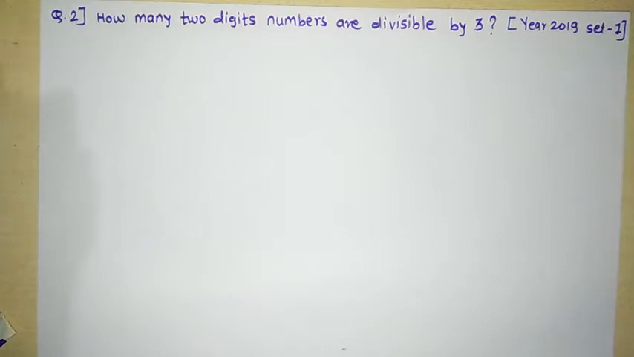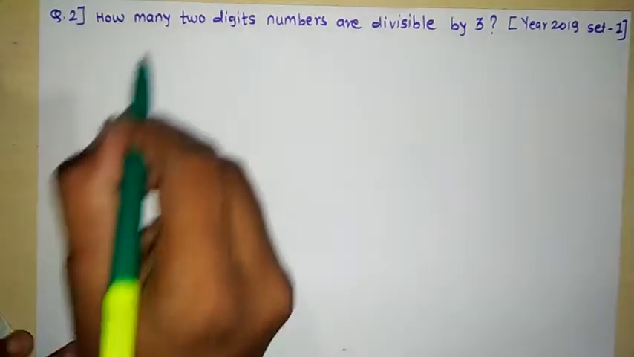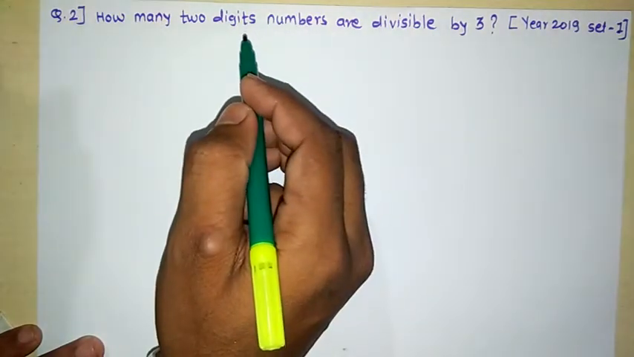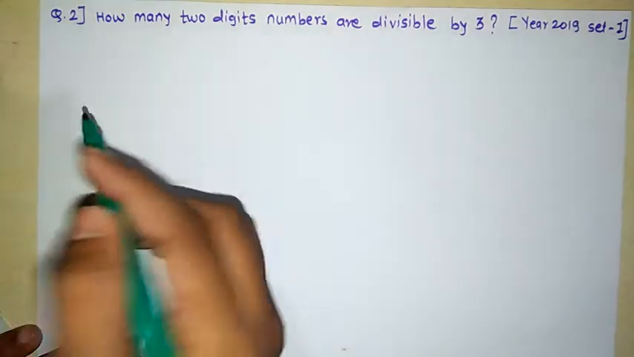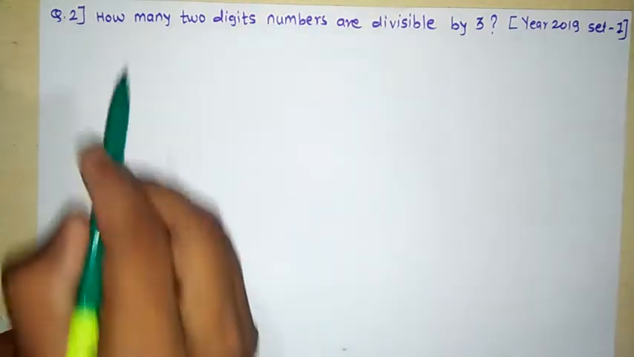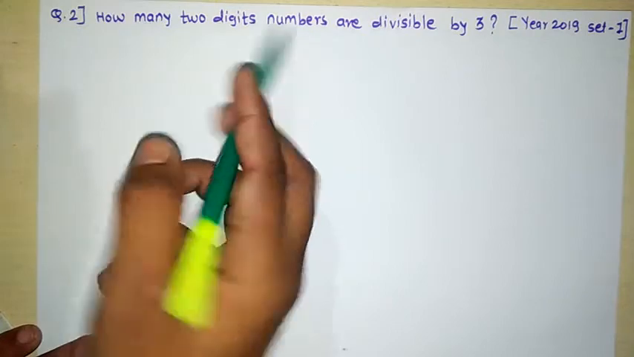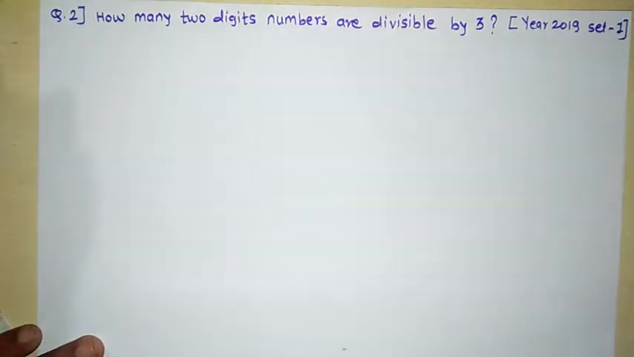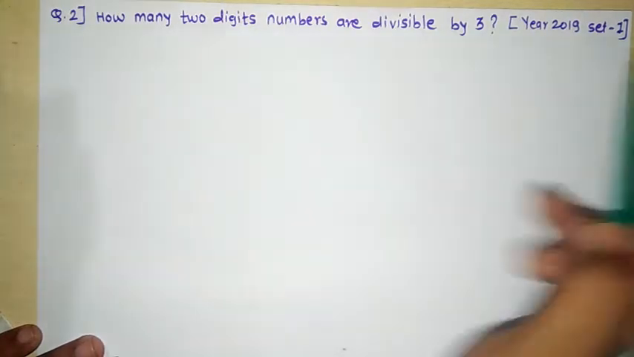Now we will see question number 2. See friends, here in question number 2, what is given? How many 2-digit numbers are divisible by 3? This question we have already seen in the exercise, maybe I think in exercise 5.2. Here we have to find how many 2-digit numbers are divisible by 3. This question was asked in the year 2019, set number 1.